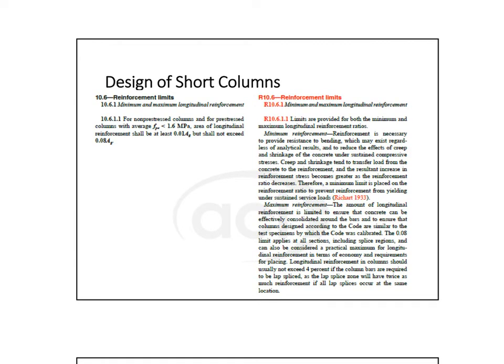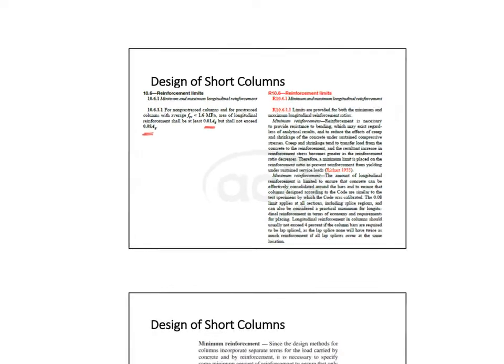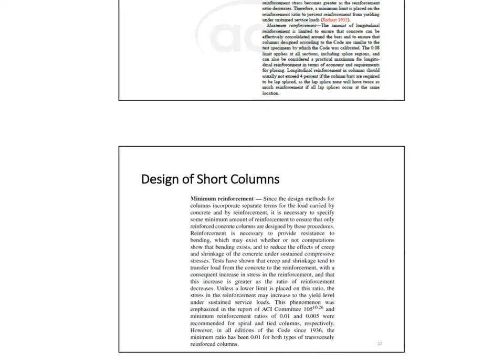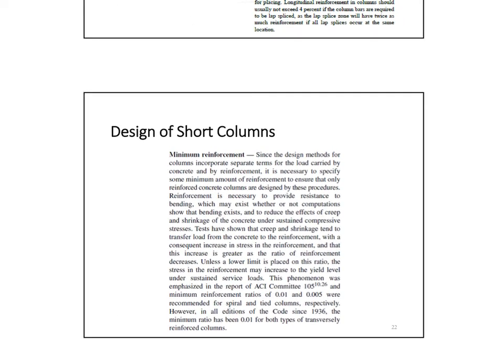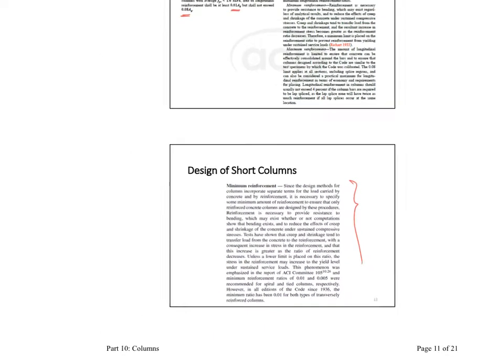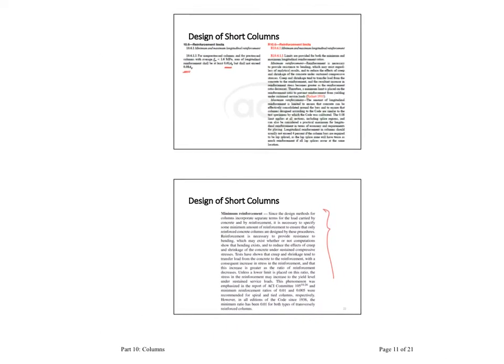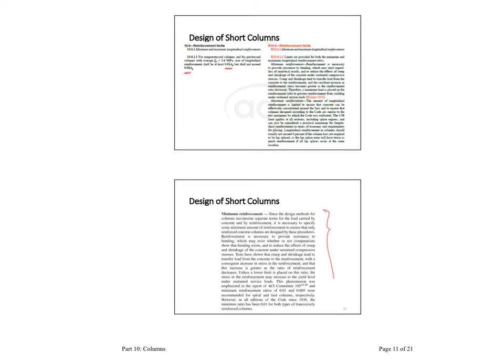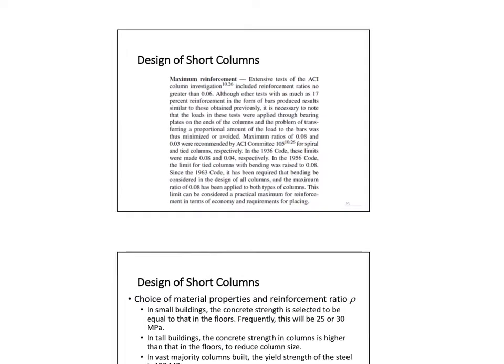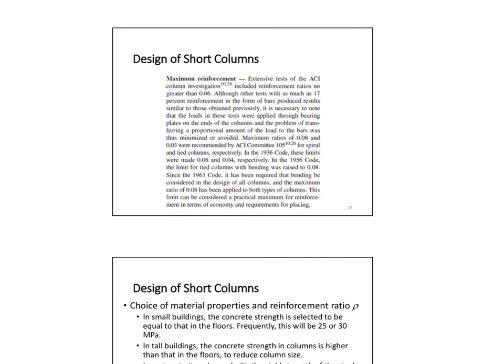Now, reinforcement limit, this is the part of the code that talks about it. It is between 1% and 8%, as we agreed last time. Minimum reinforcement, there is some verbatim here that we have in the old code that talks about the reinforcement ratios and how they evolved. It's good for you to read and understand how the code evolved to what we have now. And this is the maximum reinforcement.